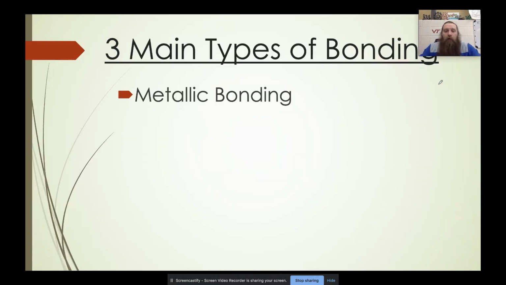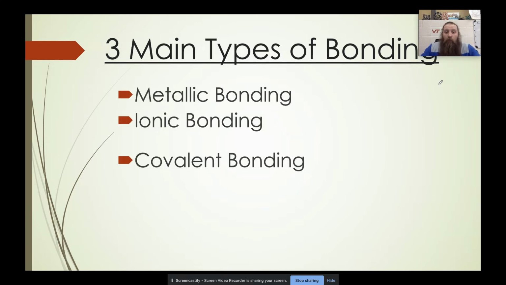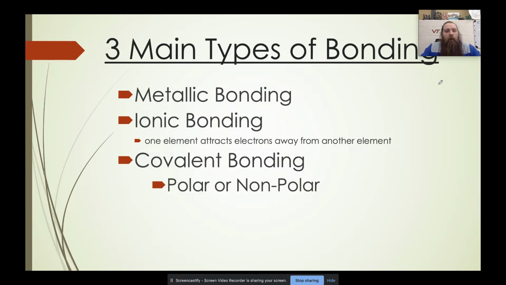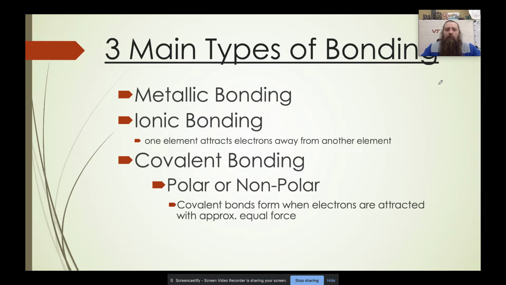Now there's 3 kinds of bonding. We're going to look at a little bit of metallic bonding. We're going to really look at ionic bonding, and we're really going to look at covalent bonding. In ionic bonds, elements attract electrons away from other elements through what's called electrostatic attraction. Electrostatic means opposite charges attract. In covalent bonding, we have polar and nonpolar bonds, and that depends on the electronegativity that the substituent atoms bring to the table. Covalent bonds are going to form when the electrons are pretty much equally attracted or mostly equally attracted.